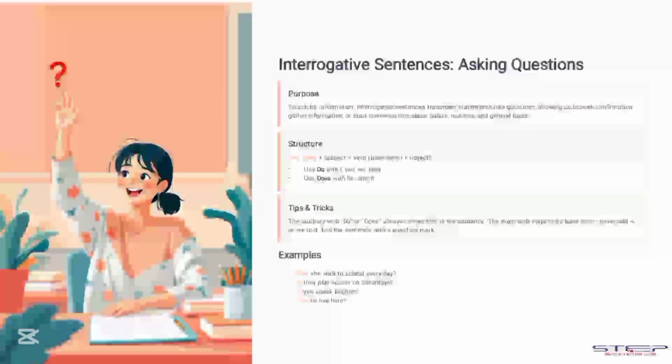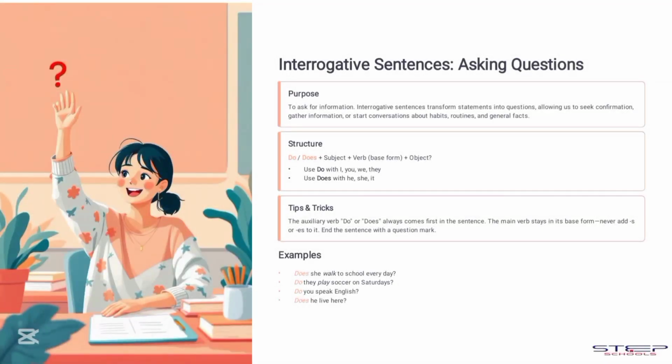Initially, you have to keep in your mind that the auxiliary verb do or does always comes first in the sentence. Secondly, the main verb stays in its base form and there will be no addition of s or es to it. Each sentence will end with a question mark. Now kindly move towards the examples on screen.